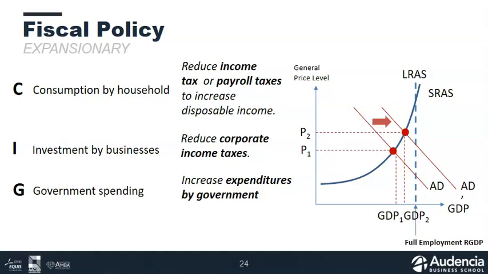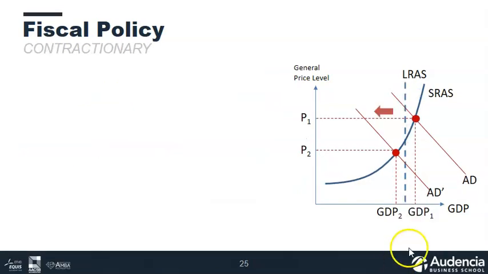Now, what about contractionary policy? Well, it's going to be the exact opposite. Contractionary policy is useful in this situation. If we look at P1 and GDP1, we have demand over here, and demand is very high. In fact, we've gone beyond full employment GDP. So we've pushed the economy really high. As we push the economy high along this short-run aggregate supply curve, prices will go up really high. We've got probably high rates of inflation.